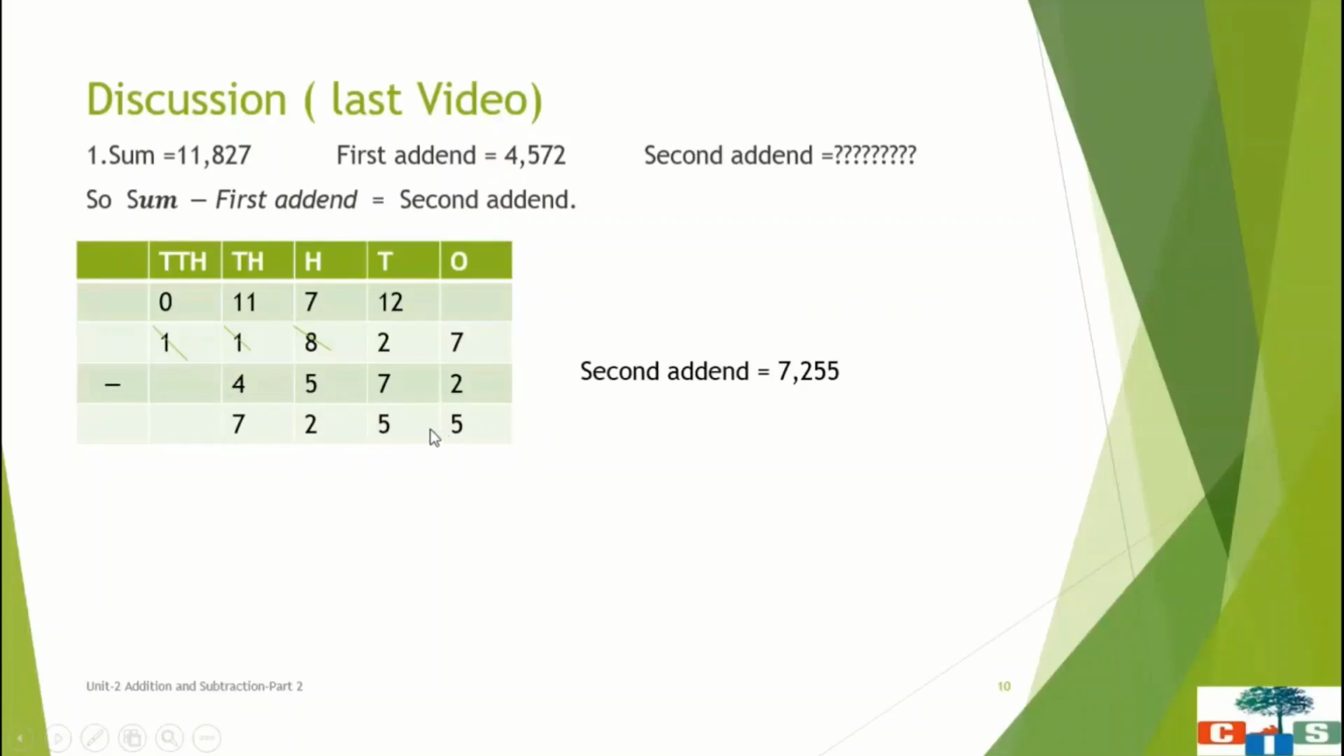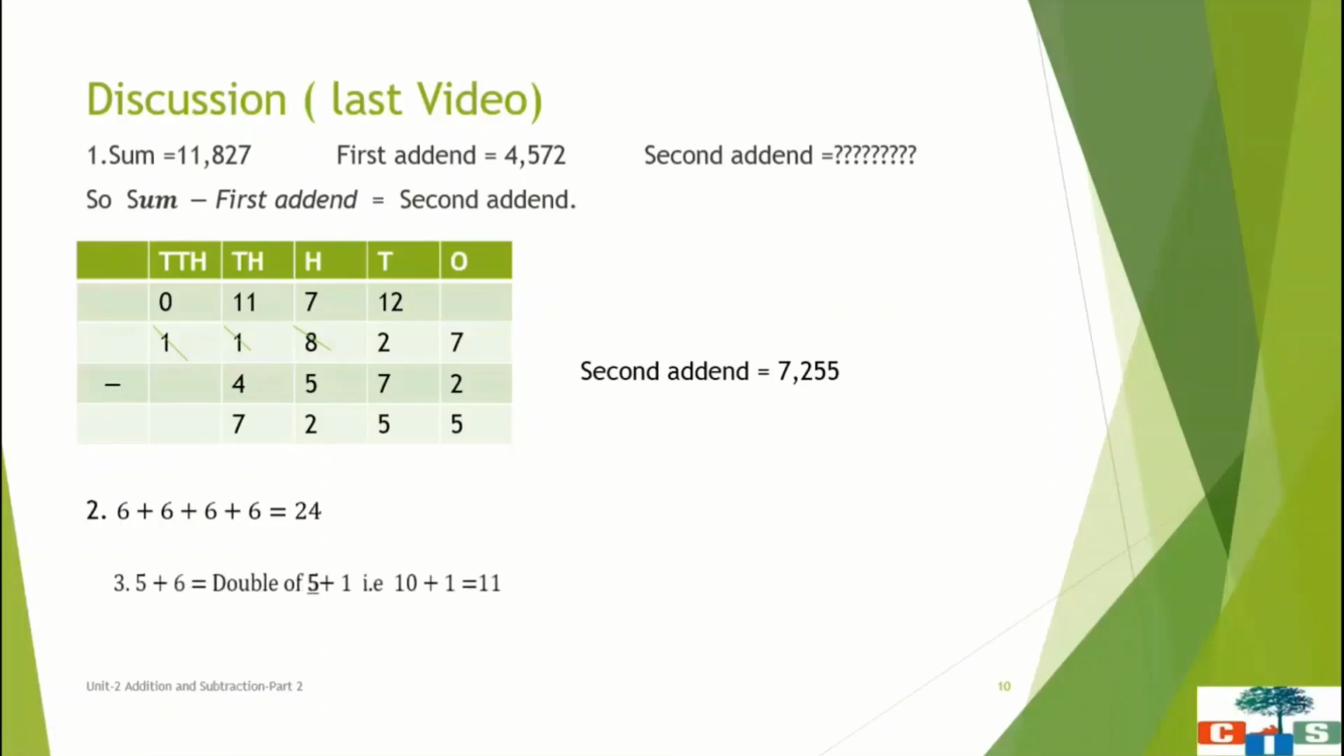Okay. You have to check whether you have done correct or not. So what you will do, you will add this second addend and first addend and you will find whether you are getting the sum or not. If you are getting sum, it means your answer is correct. Okay. Now one more question was there. What will be the result if you add 6 4 times? Okay, so what you have to do in that, you have to add 6 4 times. So 6 plus 6 plus 6 plus 6 is equal to 24. So what is the answer? 24.